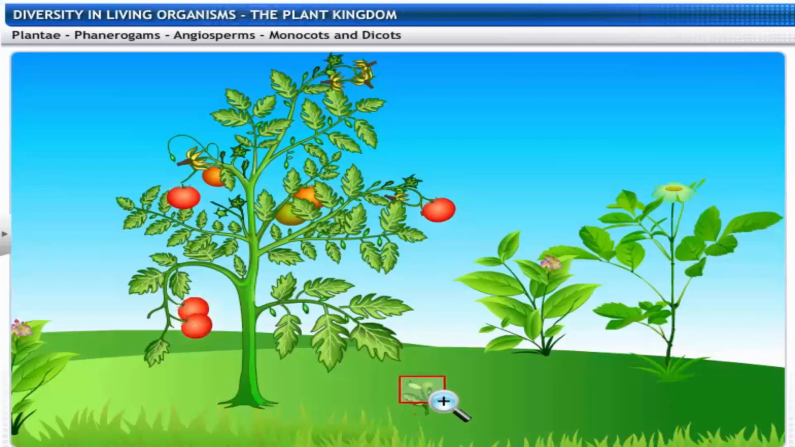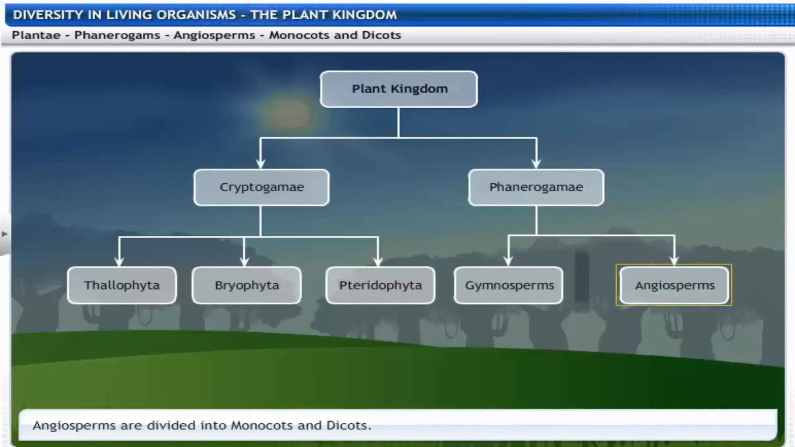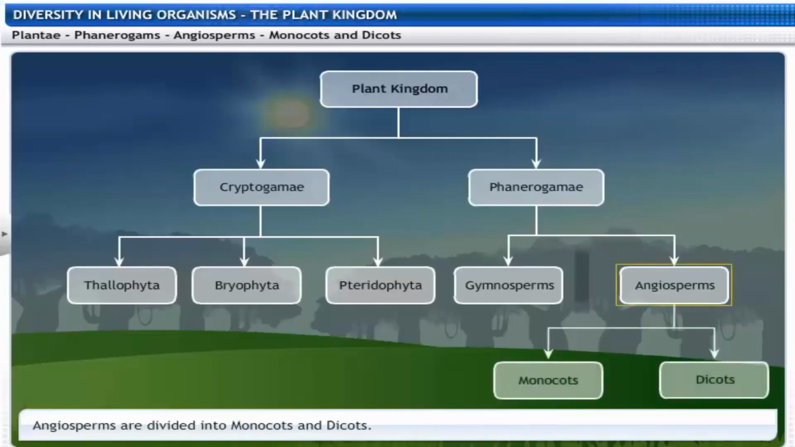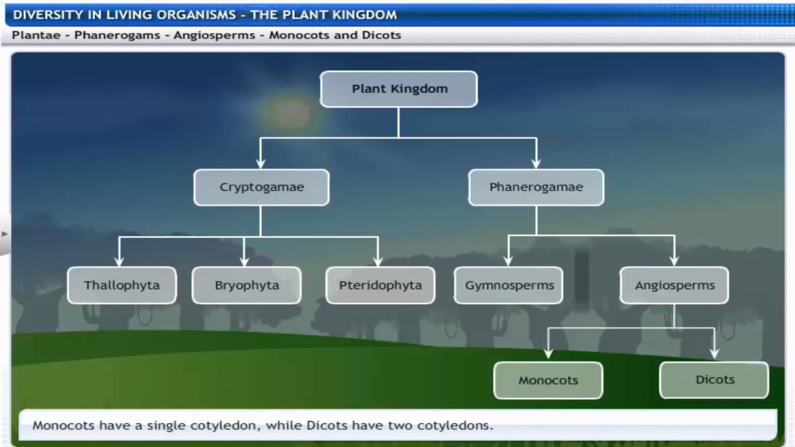Embryos in these seeds have seed leaves called cotyledons. These cotyledons supply food to the growing embryos when the seeds germinate. Angiosperms are divided into two groups based on the number of cotyledons they have. Plants with seeds having a single cotyledon are called monocots, and those having two cotyledons are called dicots.